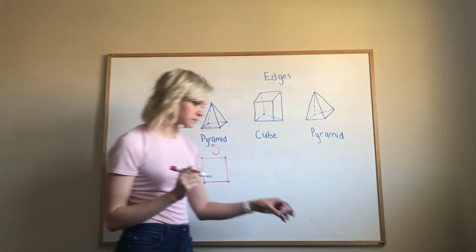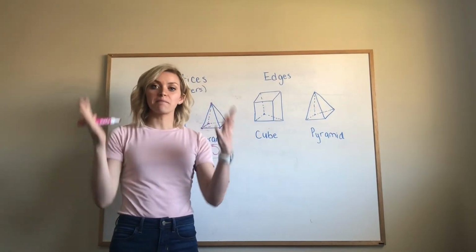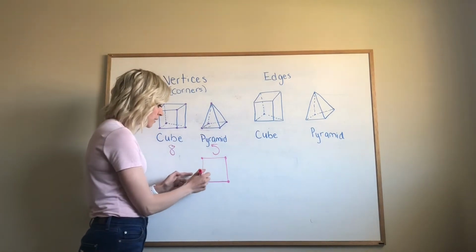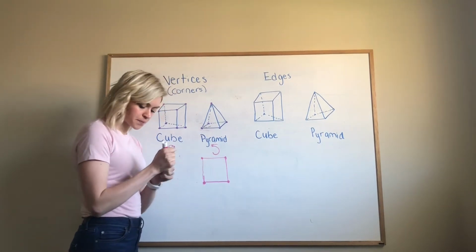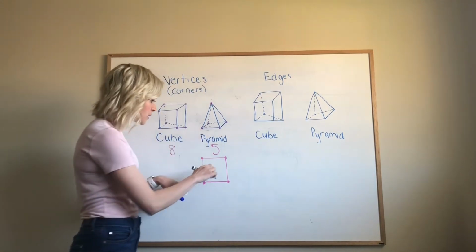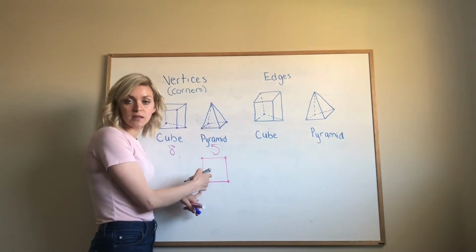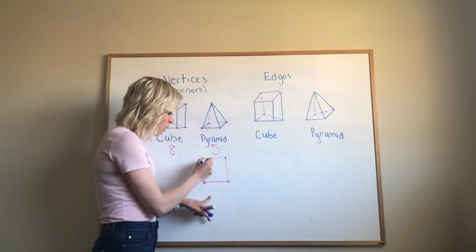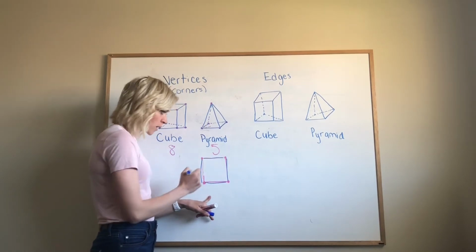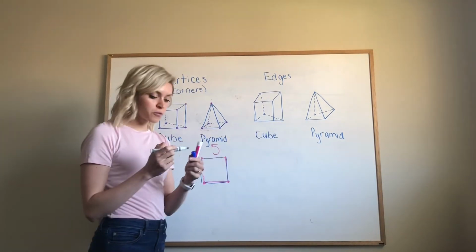Excellent. Now let's move on to the edges. So the edges are the lines that make up our shapes. So if we go back to our 2D shape and we look at our square, our edges are the lines that make up the surrounding of our shape. So we can count for our 2D square. It has 1, 2, 3, 4. It has 4. So now we can do the same thing, but for our 3D shapes.